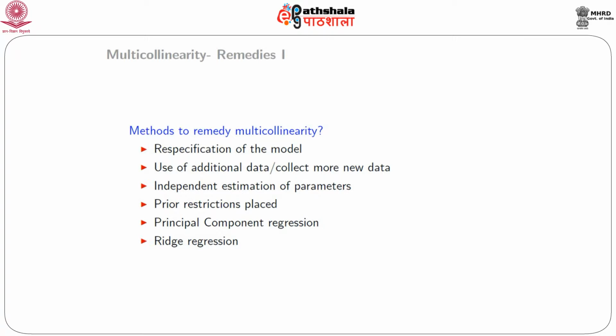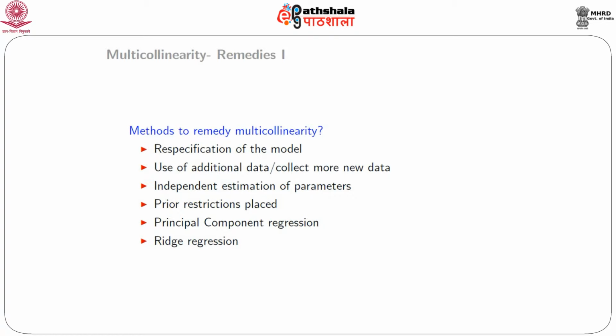In this module, we will discuss several methods to remedy multicollinearity. Some of them are respecification of the model that we have considered to fit to our data. We need to respecify the model in order to include the variables which are not multicollinear and remove the redundant ones. We can also use additional data or collect more raw data to fit the regression model. We can also use an independent estimation method for the parameters, and the method of prior restrictions placed on the regression parameters.